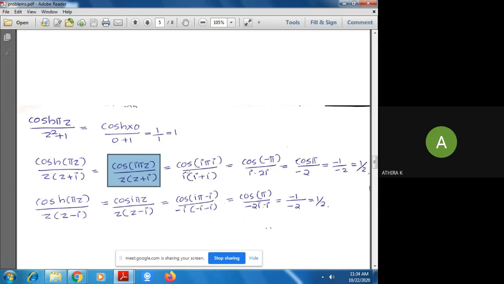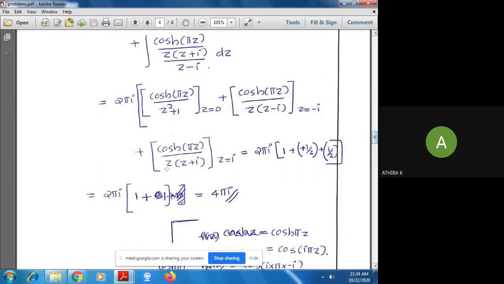This is equal to cos(iπ·i) divided by i(1 + i), equal to cos of minus π divided by i into 2π. Here this is the third part of our equation.